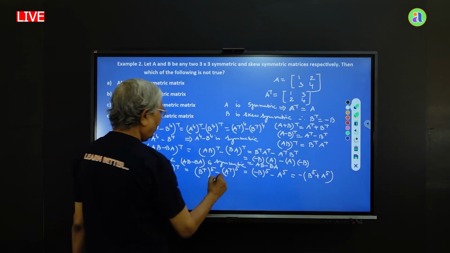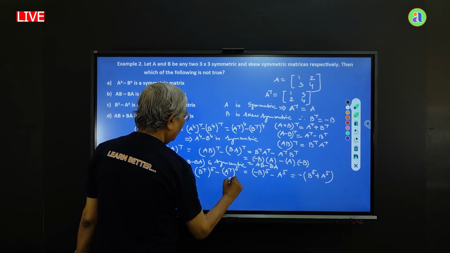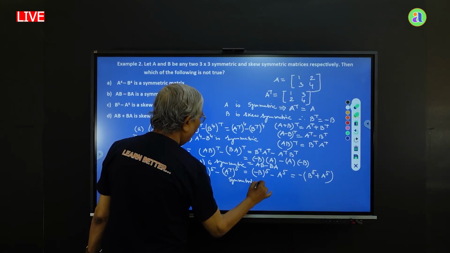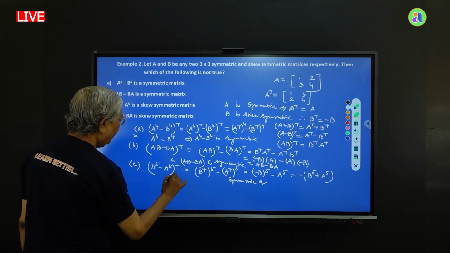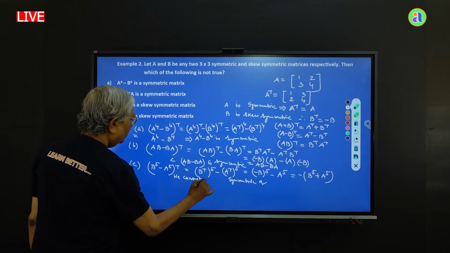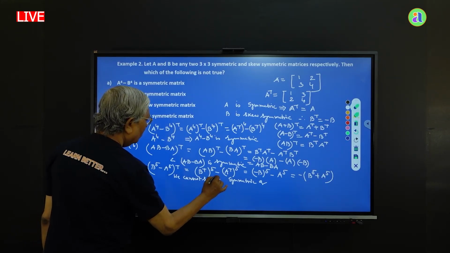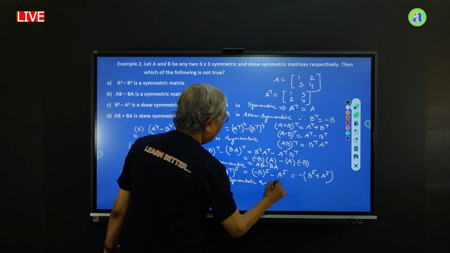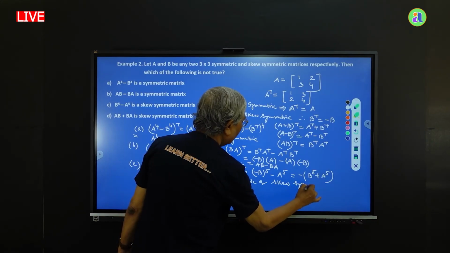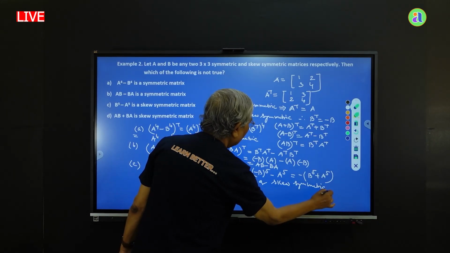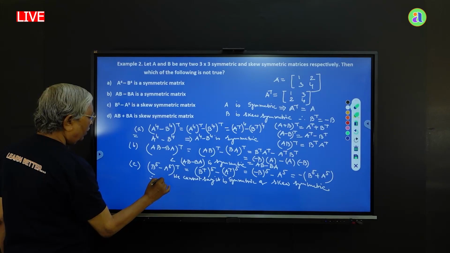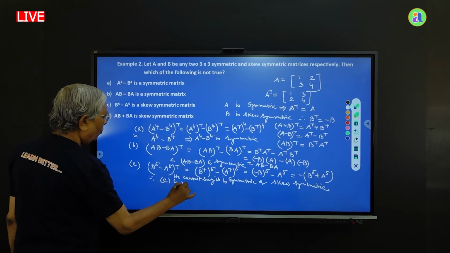So we cannot say whether it is symmetric or skew symmetric. So C is not true. We want which is not true. Therefore, C is not true.